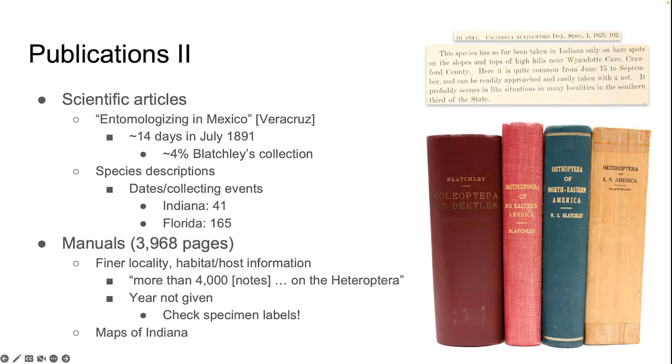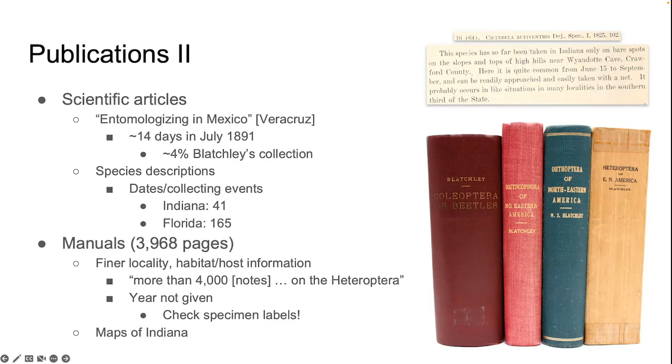So in Blatchley's species descriptions, we start to finally get some more information where we can distill down where Blatchley was collecting and a little bit more information. Not every one of these localities has great additional data, but I was able to find 41 dates or collecting events for Indiana. But then for Florida, I found 165 dates or collecting events in Blatchley's species descriptions. And of course, these refer only to the type material Blatchley was collecting. But with some of those accession numbers and dates, I hope to apply this more broadly to other specimens.